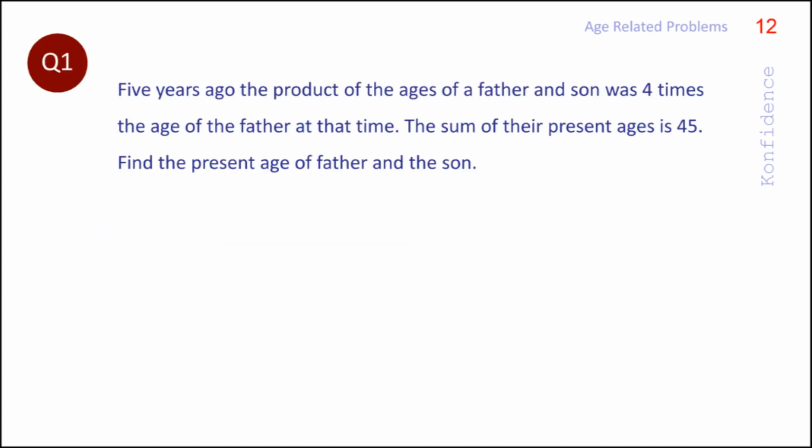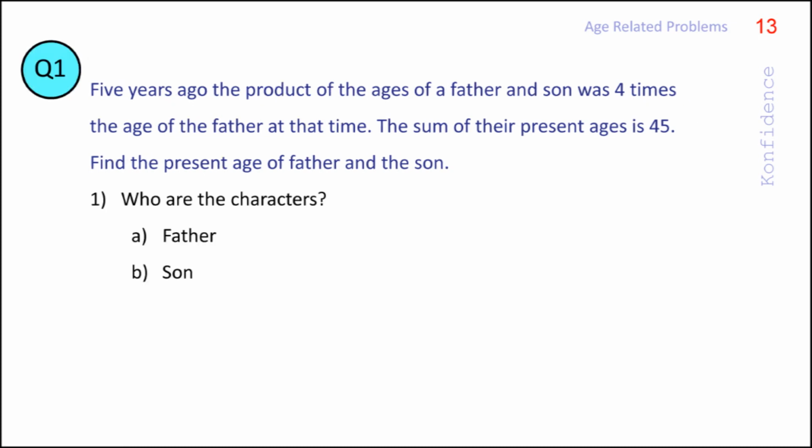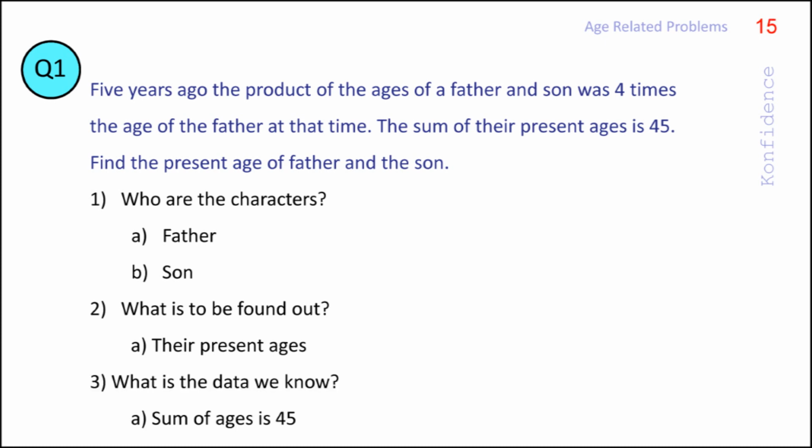Now let us look at an age-related question. Look at question Q1. Let us understand this concept from the point of view of approaching a question. What are the key details? Who are the characters? A. Father. B. Son. What is to be found out? Their present ages. What is the data that we know? Sum of their present ages is 45.